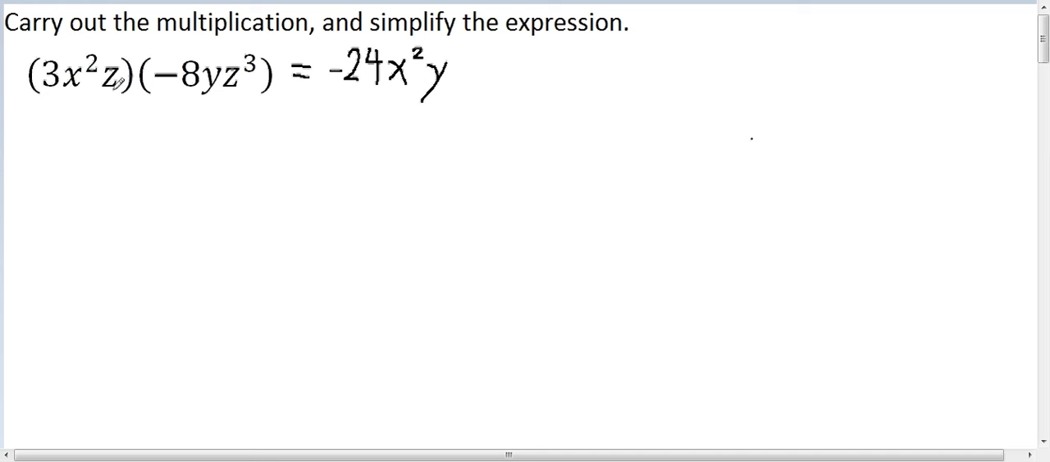Z appears in both the first and second monomials, so we have to combine them together. Z and z cubed. When we have a variable without any exponent, we can think of that as having the exponent of 1. So we are multiplying z to the first power multiplied by z cubed together. We know that we're going to end up with the variable z, and in this case we add the exponents, and 1 plus 3 is equal to 4, so we get 4 for the exponent of z, and the multiplication of these two monomials gives us minus 24 x squared y z to the 4th power.